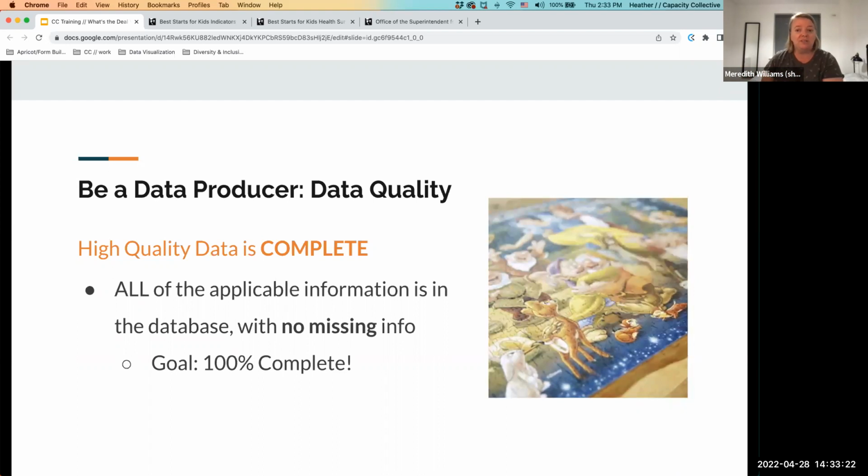Just as we want our data sources to be transparent, we also need to be transparent. So we need to have all of the data in the system so that everything is tracked accurately. Even if it's a bad outcome, even if it's something that's scary to put in the system because it might make us look bad, it's an opportunity to learn. And that's all the more reason to be accurate and complete.